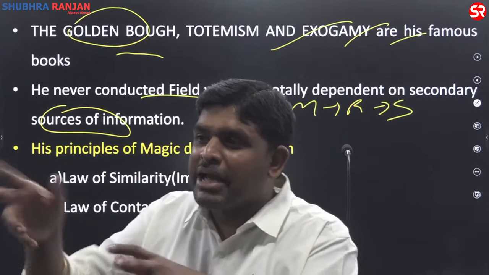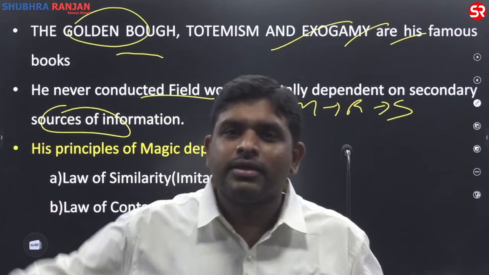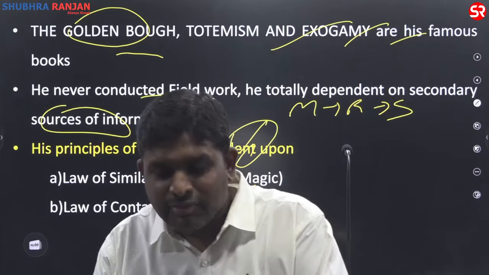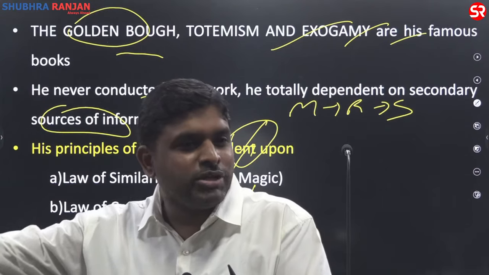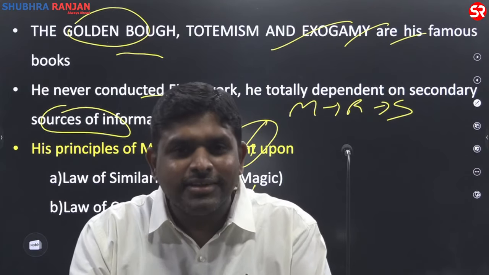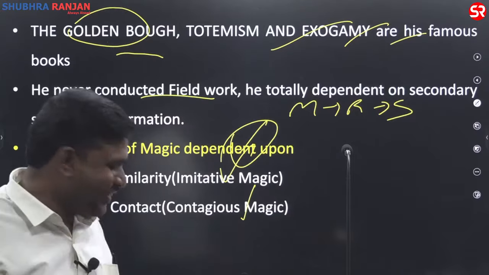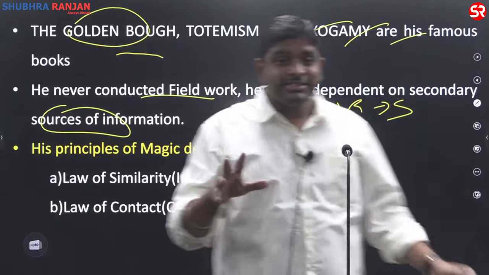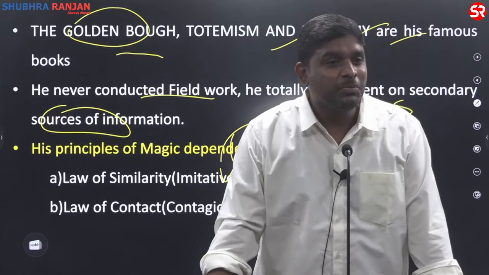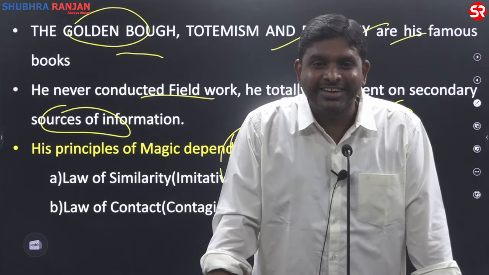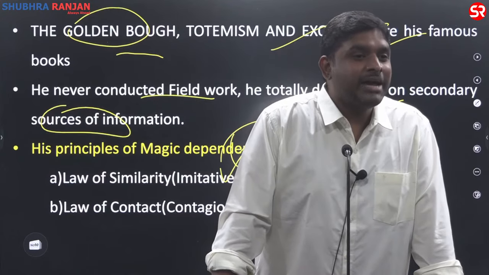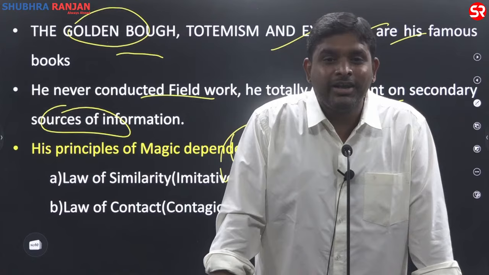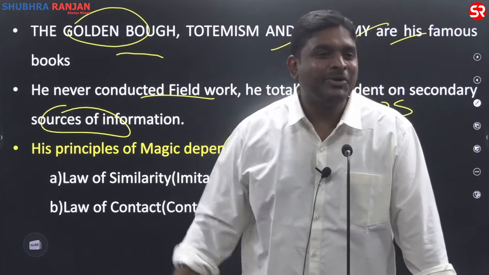Law of contact. If we want to do any magic, then a girl will be sitting in the car. Her dress will come out, one person will come and cut it, and he will give it to the magician, and he will do magic on that cloth. So this magic theory is given by whom? James Frazer. So all the horror movies which come today are copied versions of the original content, and James Frazer is the copyright holder for this.